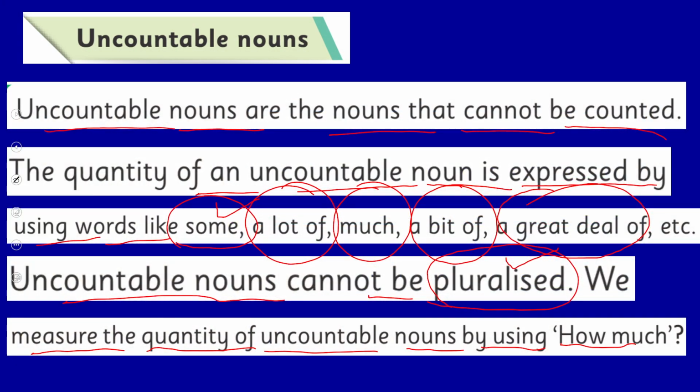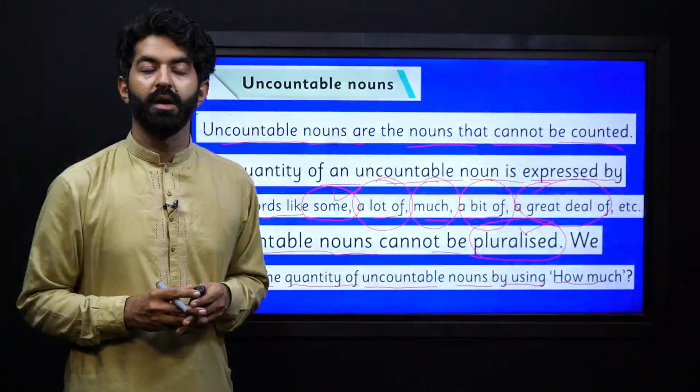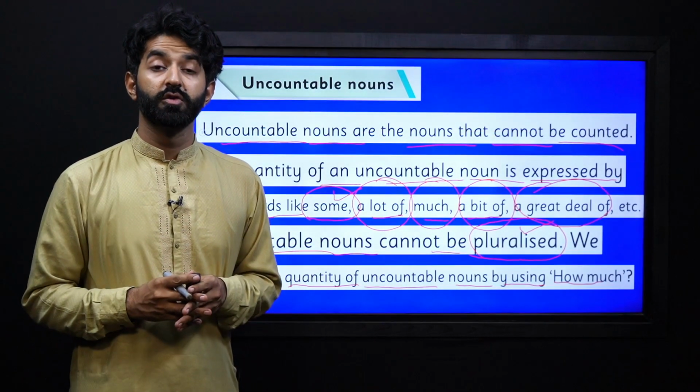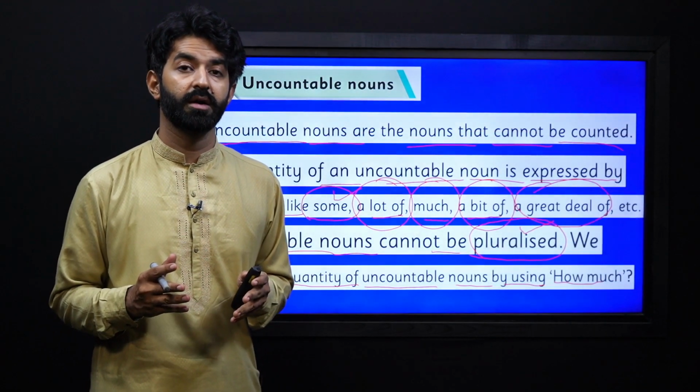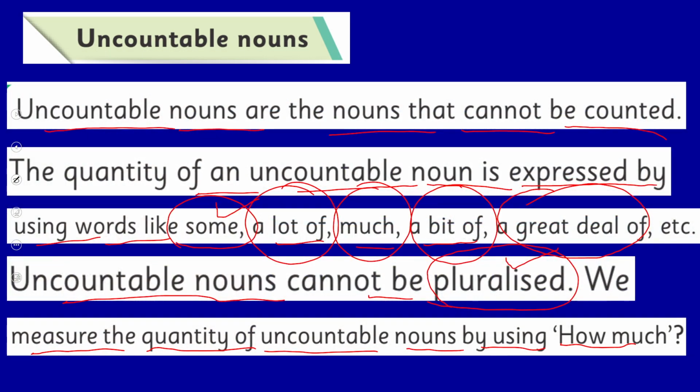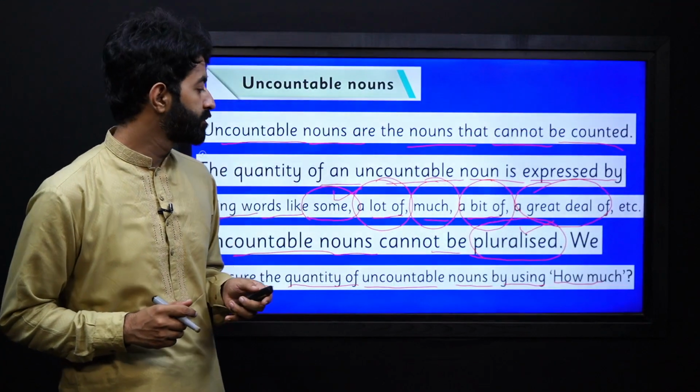Also, to tell the quantity of uncountable nouns, we have some phrases like some, a lot of, much, a bit of, a great deal of, etc., a pinch of salt, a sprinkle of sugar, something like that. So all these are the phrases that we use before the uncountable noun.